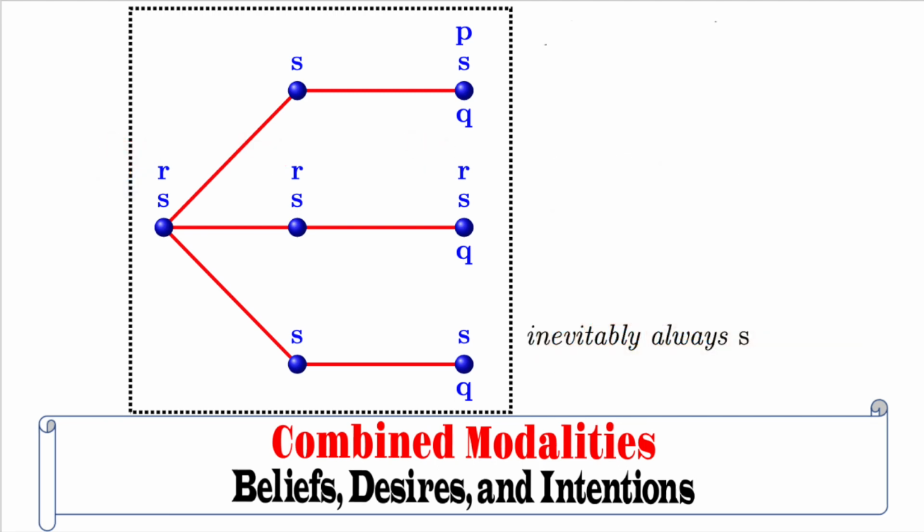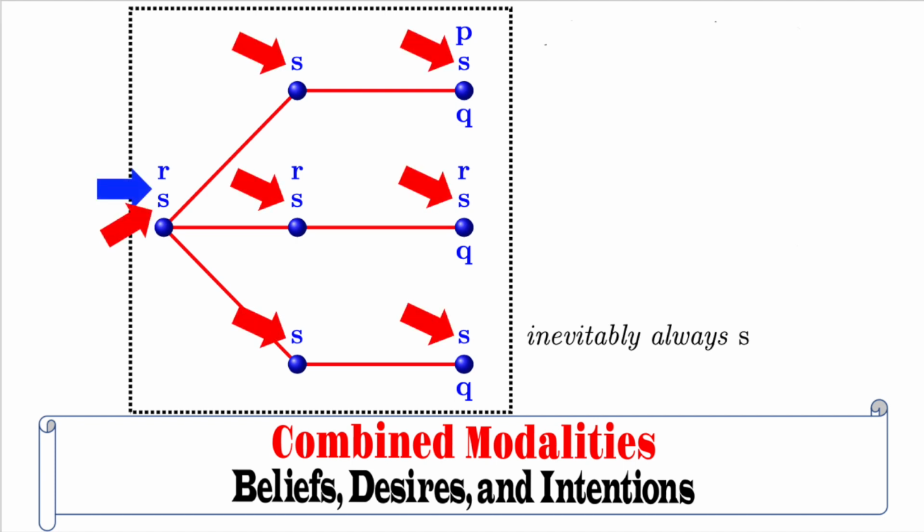As for the path from time point SR to time point S, based on the given tree, it is inevitably always S. Why inevitably? It is because all paths leaving from time point SR have time point S at the end. Why always? It is because the time point S appears in every time point along every path leaving from time point SR.